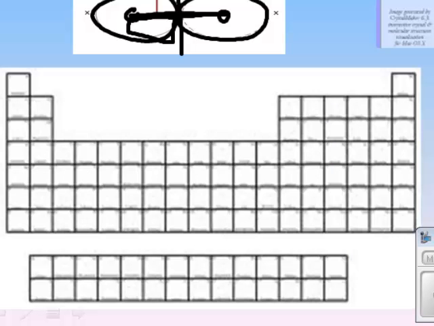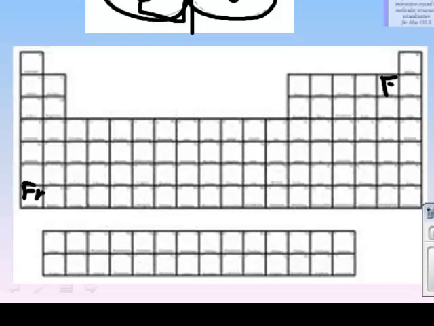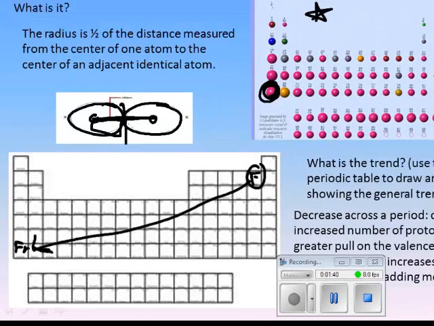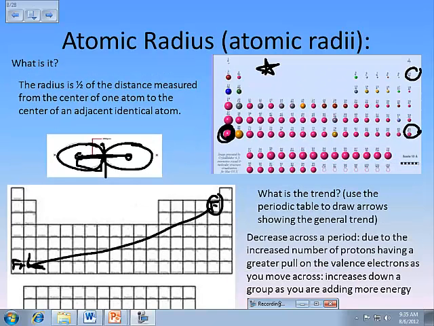So for comparing fluorine up here in the top right, and we'll compare francium down here in the bottom left. Fluorine is going to be substantially smaller than francium because fluorine contains fewer protons, fewer neutrons, fewer electrons. Francium has a whole bunch of protons and neutrons and a whole bunch of electrons. So what we're going to do is draw this arrow from fluorine down to francium that shows it increasing as we go down and to the left. Or we can say it decreases across the period and increases as you go down a group.